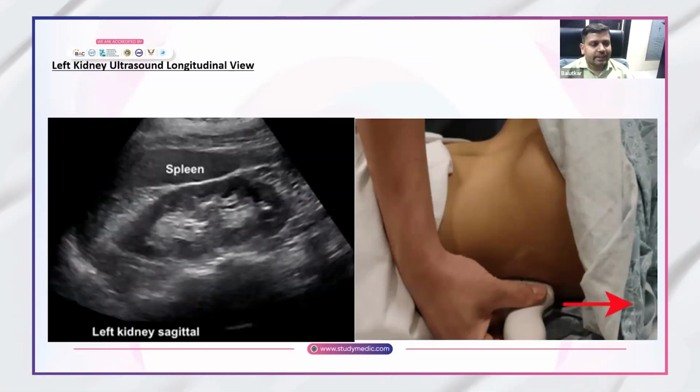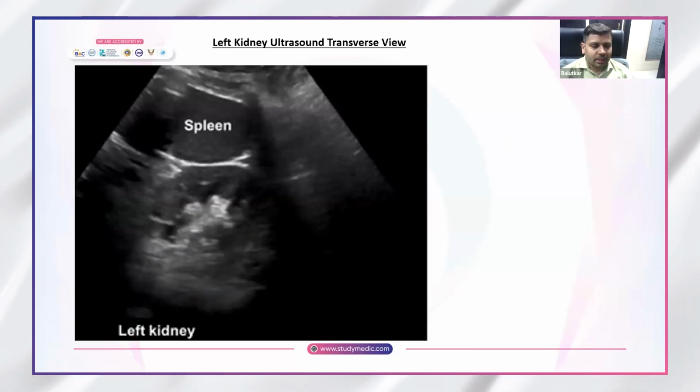Similarly, the left kidney is visualized through the acoustic window of the spleen. The splenic parenchyma will help us to visualize the kidney. There will not be any obscuration because of bowel gas shadows as the splenic parenchyma is there. This is how it is examined in the longitudinal fashion, and similarly the left kidney in the transverse fashion.